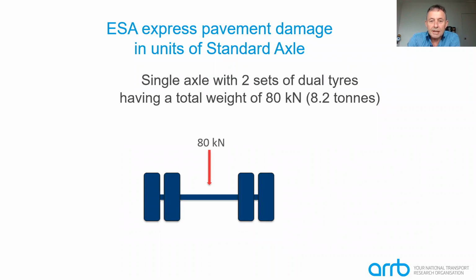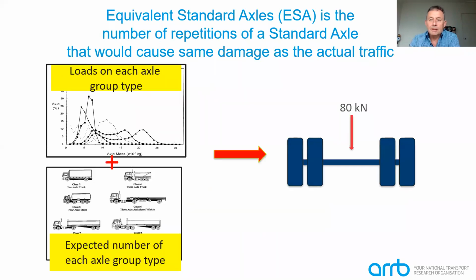Shown on the slide here is the definition of the standard axle. A standard axle is a single axle with two sets of dual tires and a load of 80 kilonewtons on that axle. That's our definition of a standard axle. So the ESA method calculates the equivalent number of passes of a standard axle that would cause the same pavement damage as the actual traffic of all the axle group loads on all the axle group types. So it's an index of loading, the equivalent number of passes of a standard axle. Therefore, it's called equivalent standard axles.